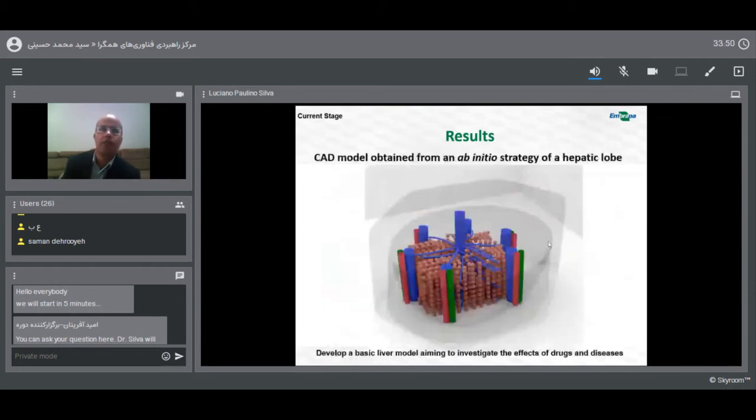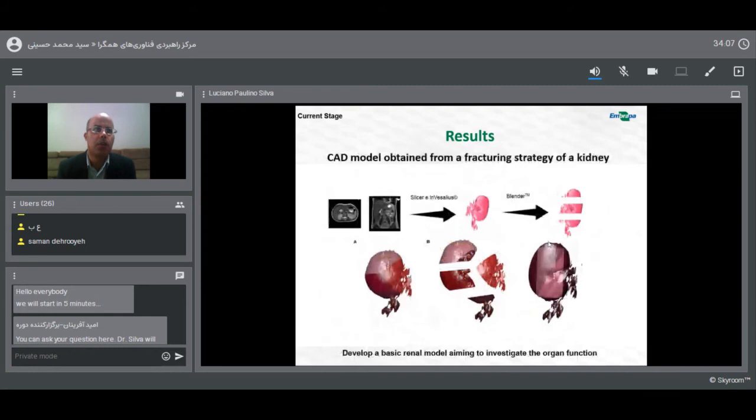We have produced several CAD models obtained from ab initio strategies of a hepatic lobule, in this case to develop a basic liver model aiming to investigate the effects of drugs and also diseases. We have similarly produced CAD models obtained from a fracturing strategy of a kidney in order to develop a basic renal model aiming to investigate the organ function of this structure.